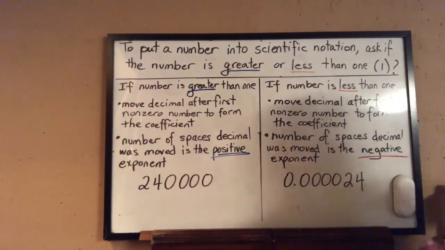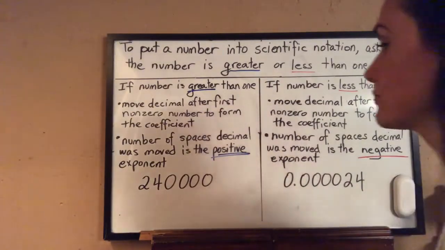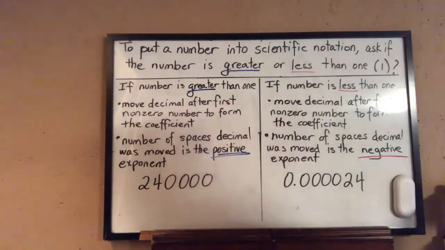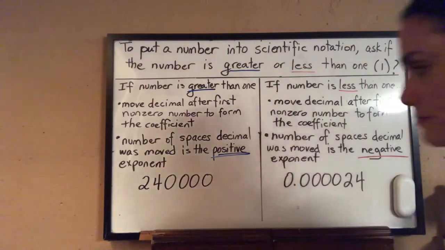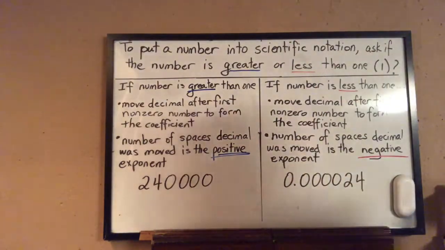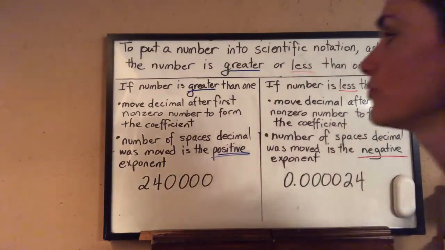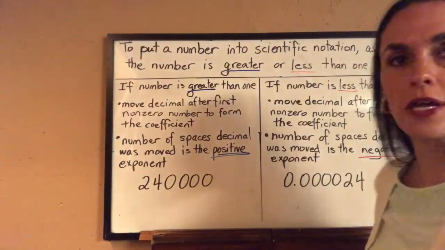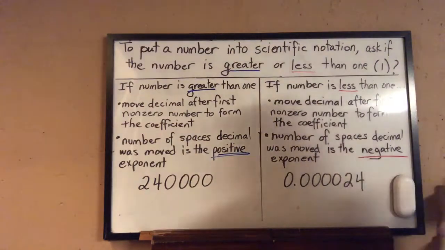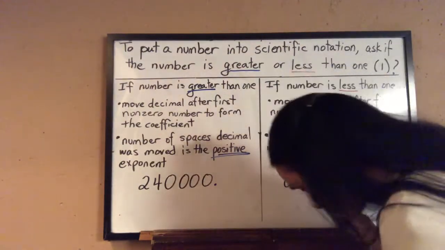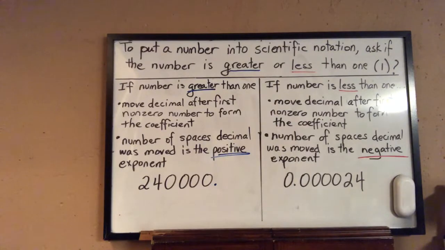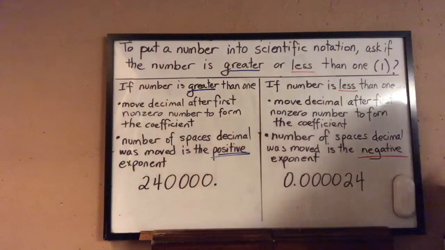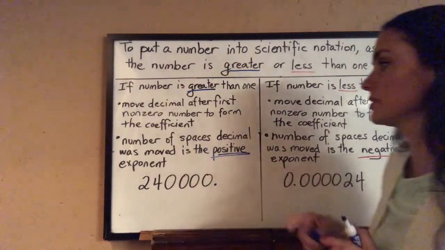Let's look at two examples initially. 240,000, clearly greater than 1. We're going to move the decimal after the first non-zero number to form the coefficient. You say, well, there's no decimal. Well, the decimal is understood to be here. This is a whole number. The decimal is understood to be in that location. So now we will move the decimal after the first non-zero digit.